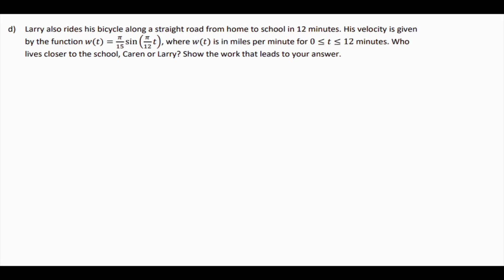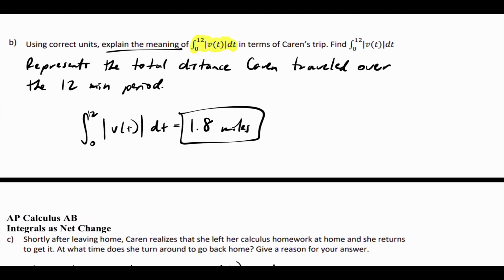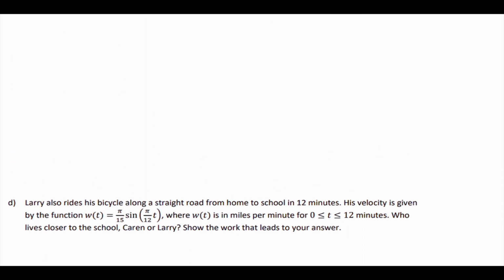She traveled 1.8 miles. We know that. We did that in part B, right? But right now, what we're looking at is the distance from our house to the school. How's that different? She traveled 1.8 miles. She goes from her house to school, right? And then in part B, we said she travels 1.8 miles. But that's not the right answer. That's the right answer for part B, but not the right answer for part D.